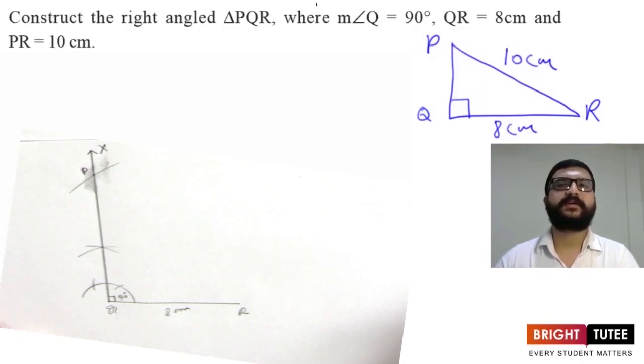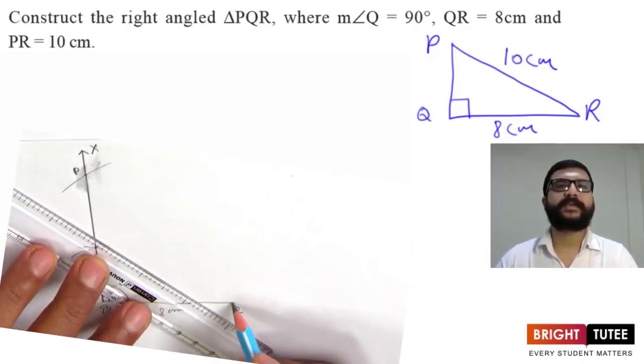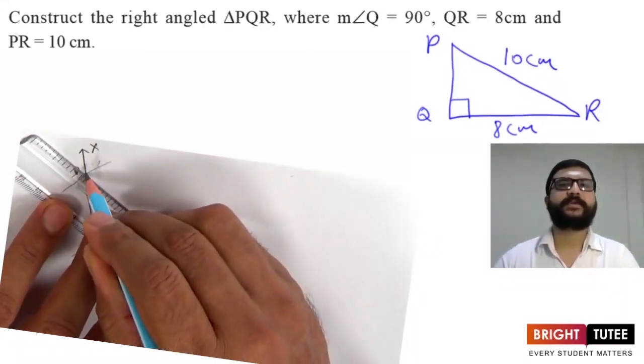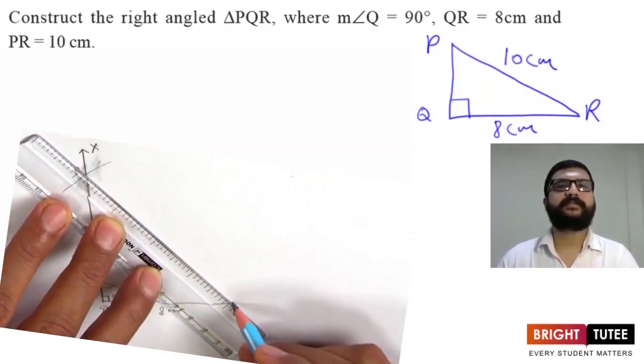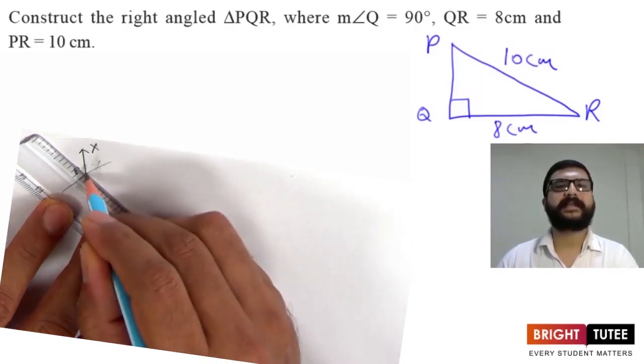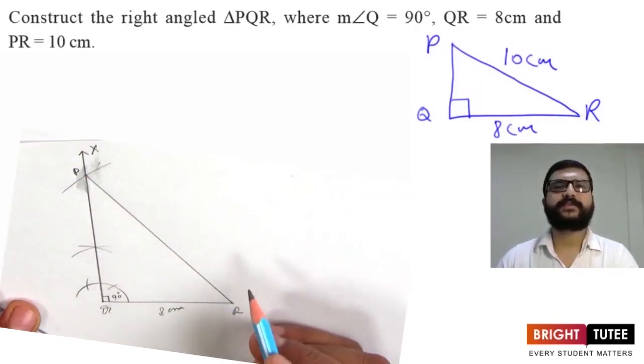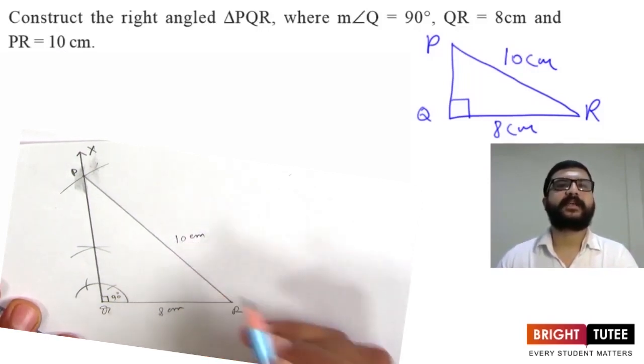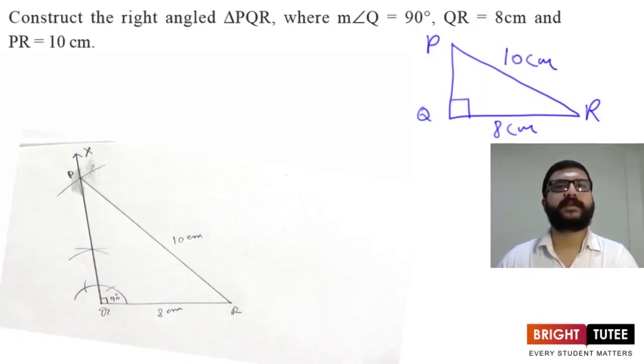Now we are left with only one step, that is joining P and R. In the steps of construction we will write join PR. Now we are ready with the triangle PQR, which is right angled at Q, that is angle Q is 90 degrees and QR is 8 centimeters and PR is 10 centimeters. So we are done with the construction. Now let's move to the next question.